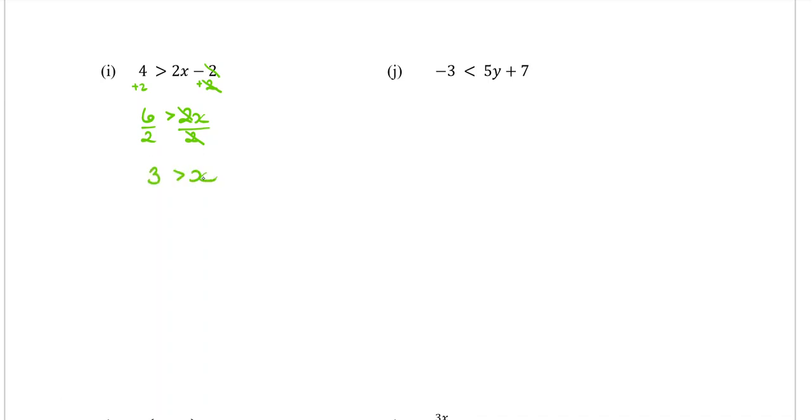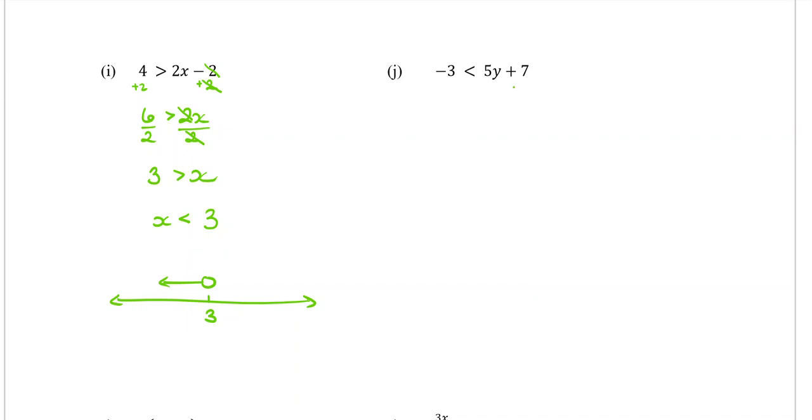But because the x is on the right-hand side, if we want to switch it over to the left-hand side, it is x is less than 3. So if you switch sides, you also have to switch the symbol. So 3 goes in the middle, open circle, pointing to the left.